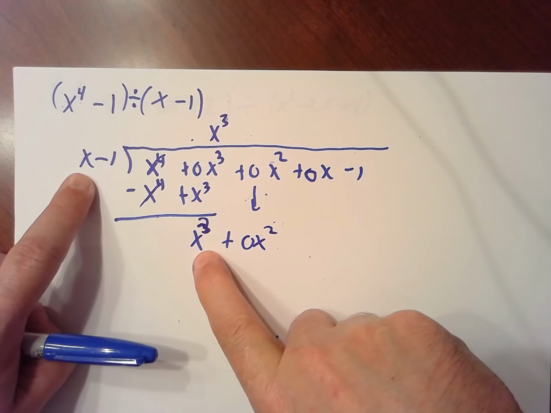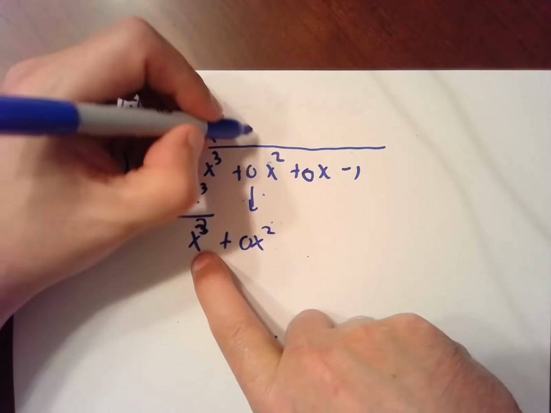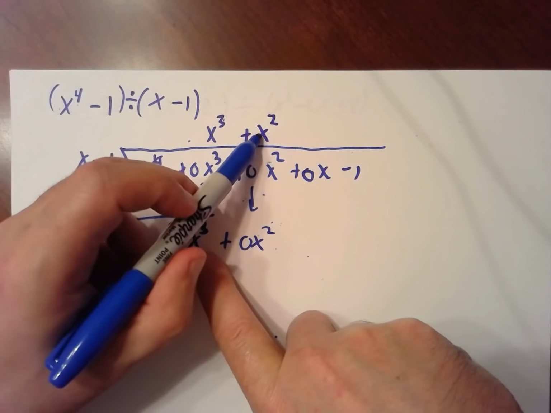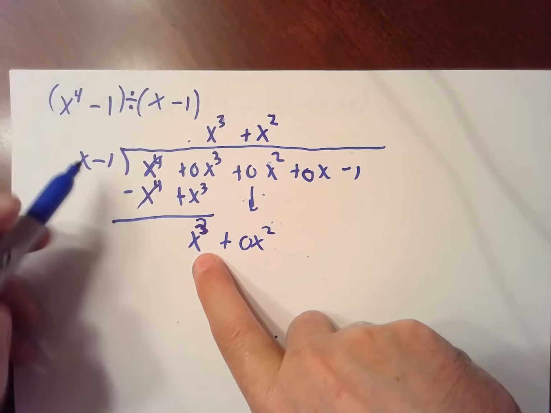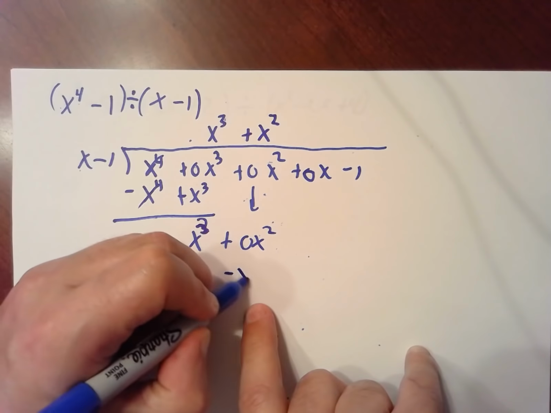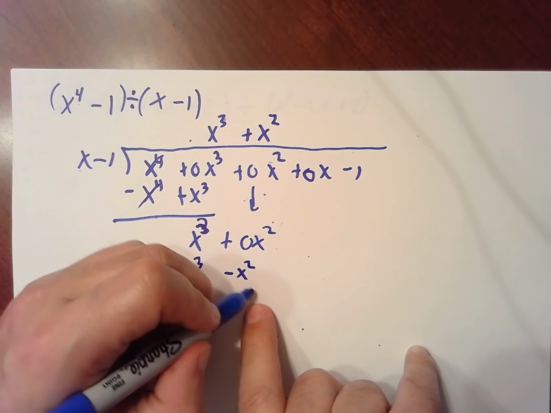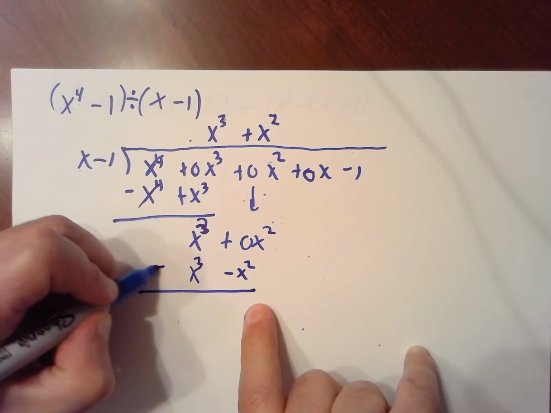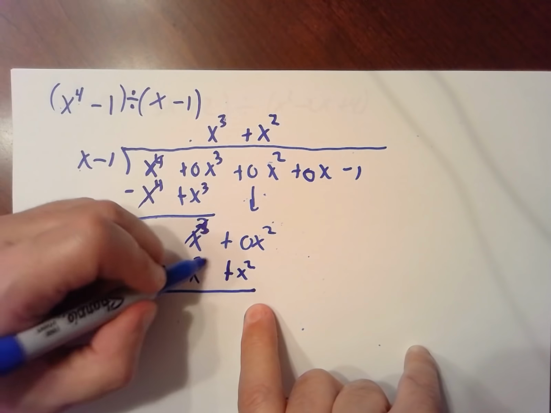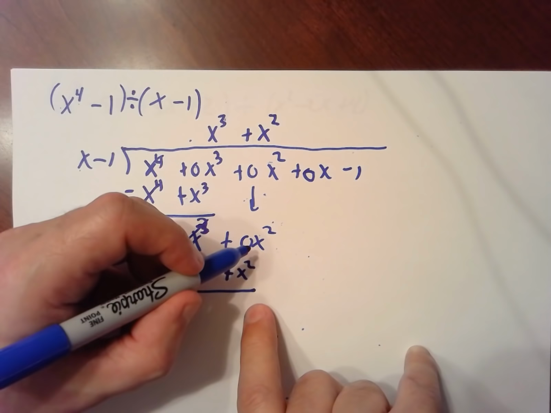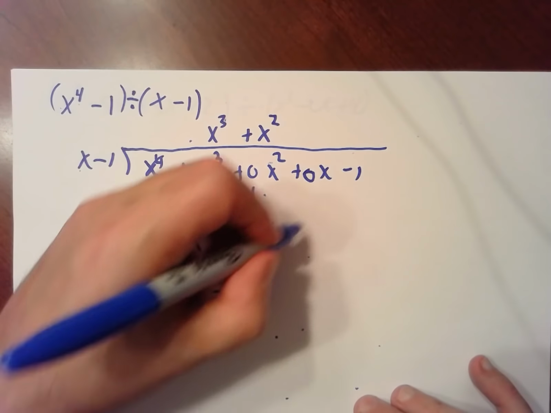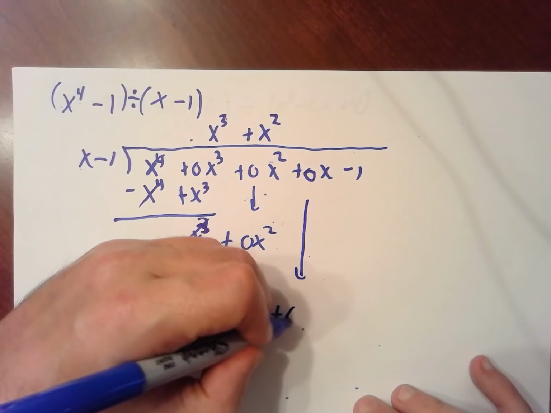X times what is x cubed? That would be x squared. Distribute. X squared times x is x cubed. X squared times negative 1 is negative x squared. Draw the line. Change the signs. Add down. Those two cancel. They better. 0x squared plus 1x squared is 1x squared. Bring down the next guy.